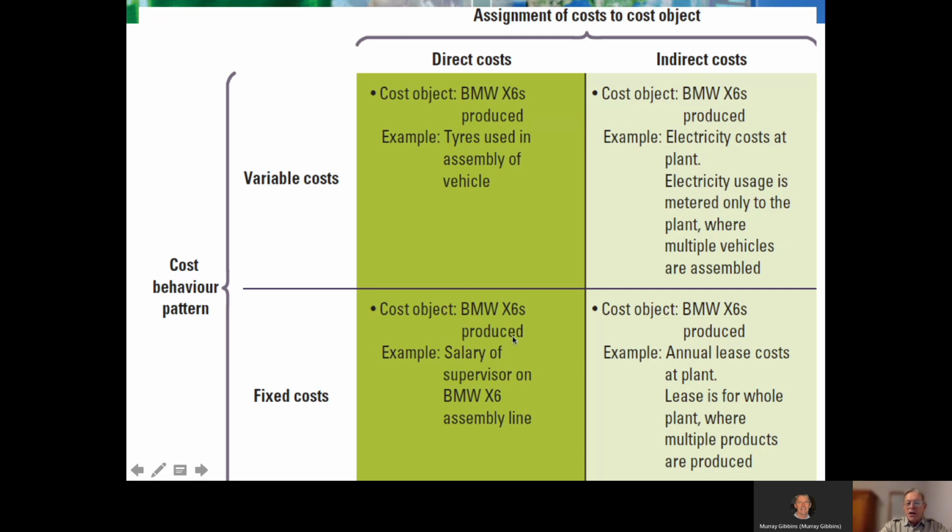Fixed costs that are indirect would be the annual lease cost of the plant. Again, we're producing more than one product, so we've got to allocate it. This lease of the plant may well be used for, as we said, other vehicles. So we're going to have to allocate it, share it in a logical manner amongst all of the products. We can't track it directly.